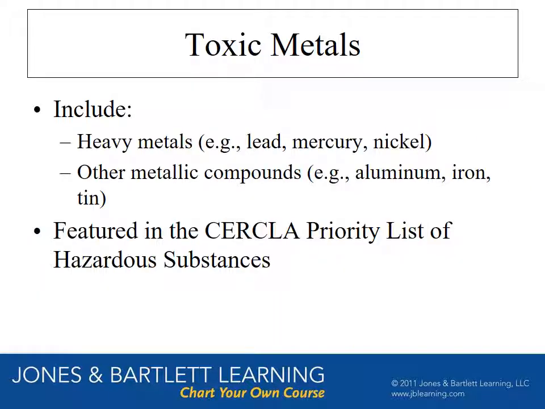Toxic metals include heavy metals like lead, mercury, or nickel, and metallic compounds that include aluminum, iron, or tin. These metals are featured in the Comprehensive Environmental Response, Compensation, and Liability Act, also known as CERCLA or Superfund. It has a priority list of hazardous substances, and metals are one of the top hazardous substances we're concerned about in the United States.